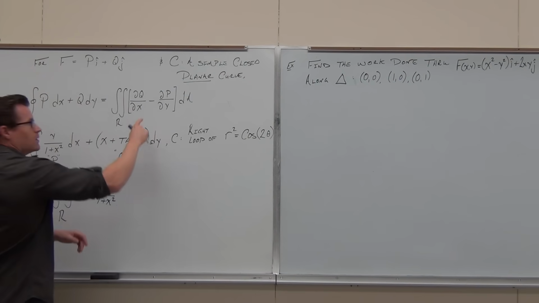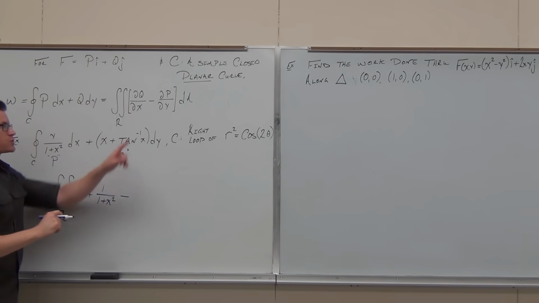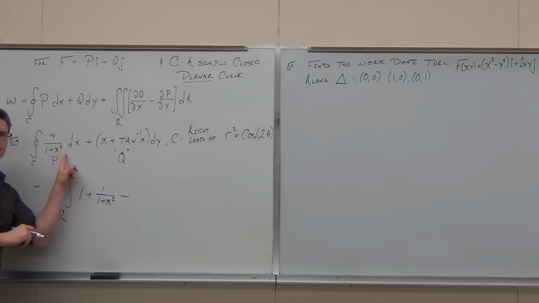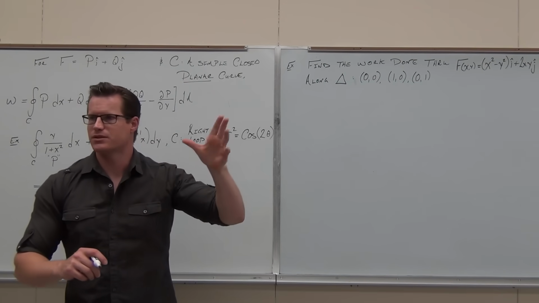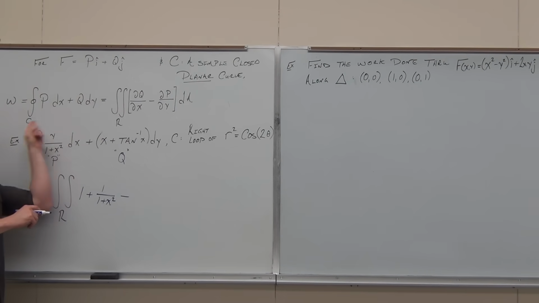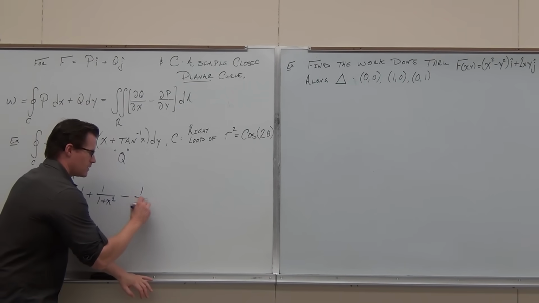And they said, okay, well, subtract the partial derivative of p with respect to y. Well, this stuff would be like y over 7. It's a constant. So what's the partial derivative of this with respect to y, please? 1 over 1 plus x squared.